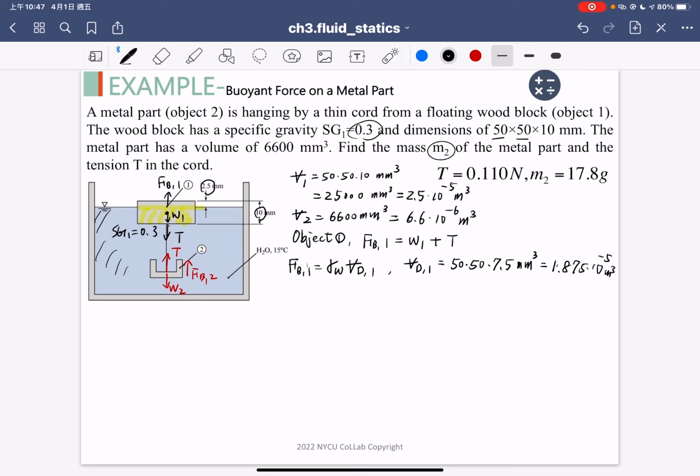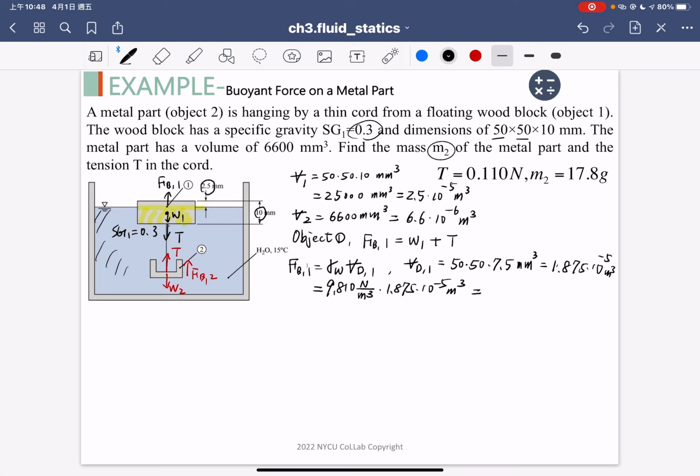Okay, so we can put the number back here. The water gamma is equal to 9810 newtons per cubic meter, multiplied by 1.875 times 10 to the minus 5 cubic meters.